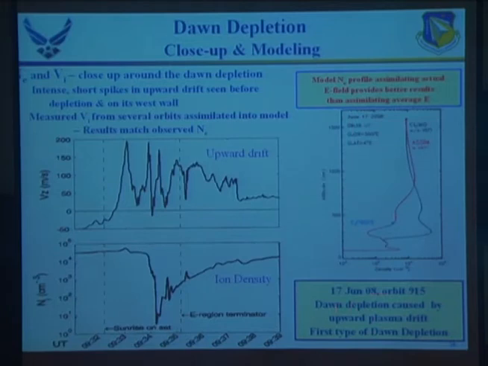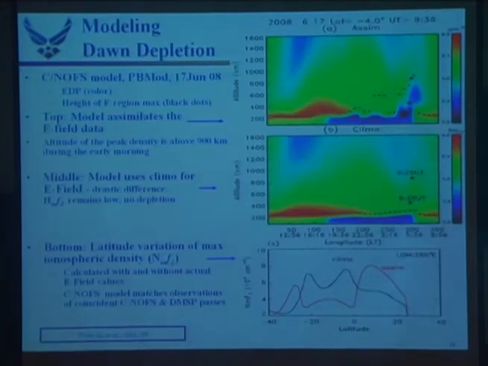So this is one of the types of plasma depletions, and it's due to this upward moving electric field. And this is another snapshot of the value of PBMOD. We've run PBMOD two ways, and those are the two results. This is a snapshot at one UT. Now we are looking at this one UT at all the longitudes around the Earth here.